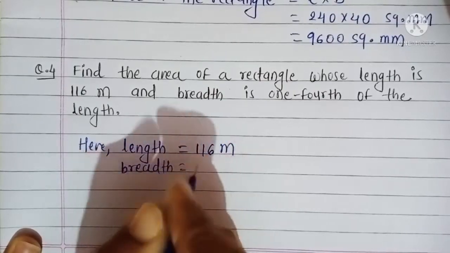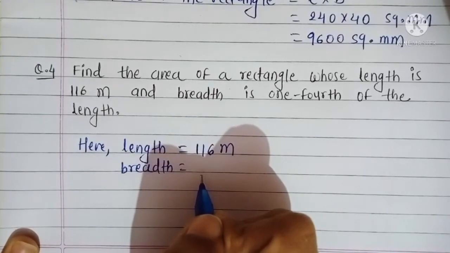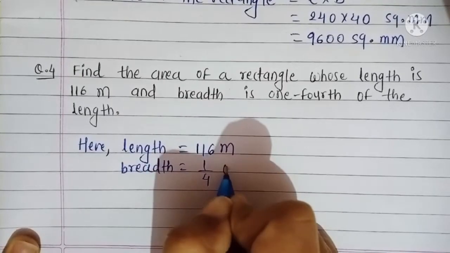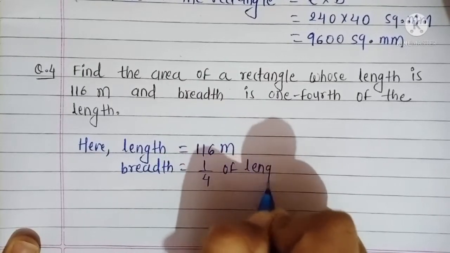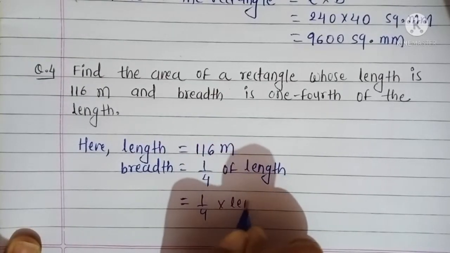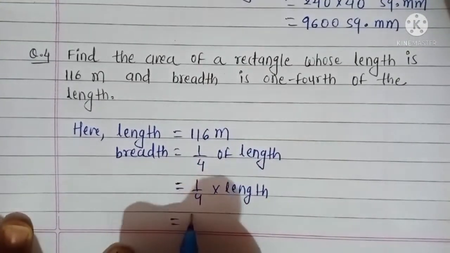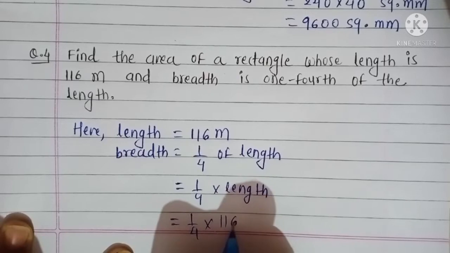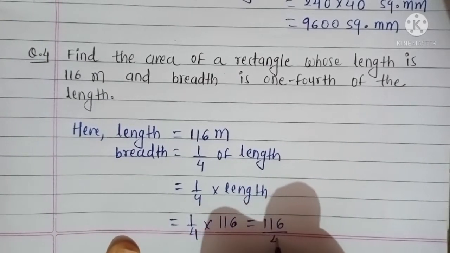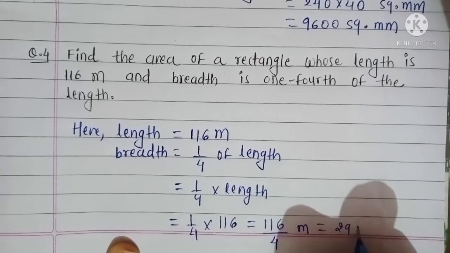breadth is equal to 1/4 of the length, means 1/4 part of the length is breadth. So 1/4 of length, that means 1/4 multiplied by length, and length is 116. This is equal to 116/4 meter. On dividing, we get answer 29 meter.